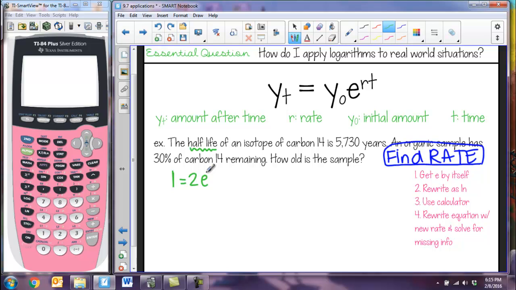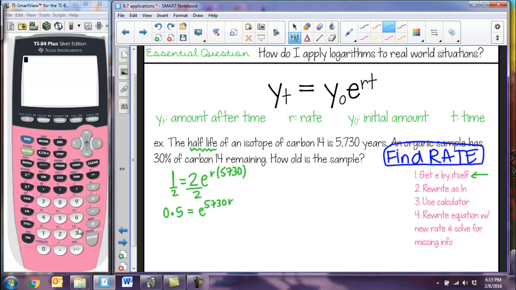Then I times this times e, and then we don't know my r, I have to solve for that, and then the time. So again, the half-life is actually the t in this equation, the time. So I'm going to go ahead and try to isolate e at this point. I need to get e by itself so that way I can actually solve this problem. So I'm going to divide both sides by 2, and so I'd have 0.5, or 1/2, is equal to e to the 5,730 r.